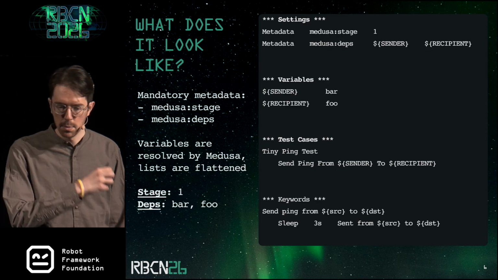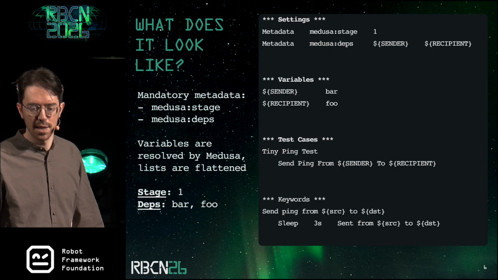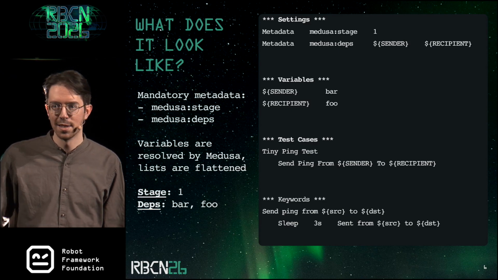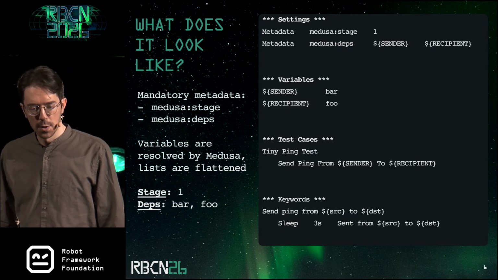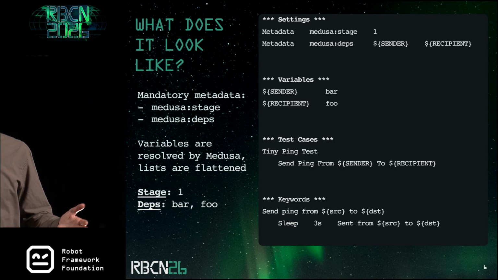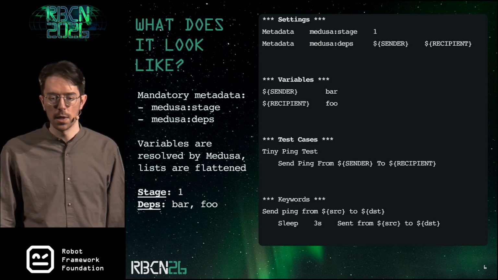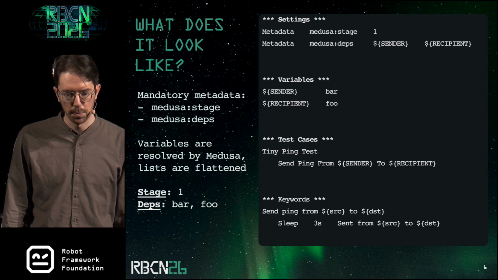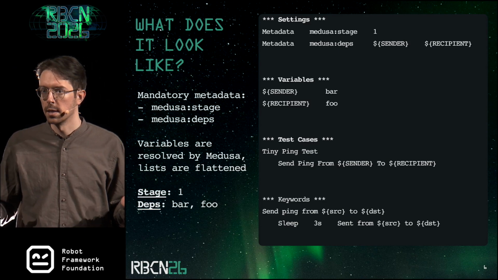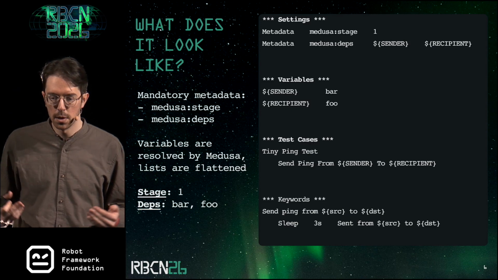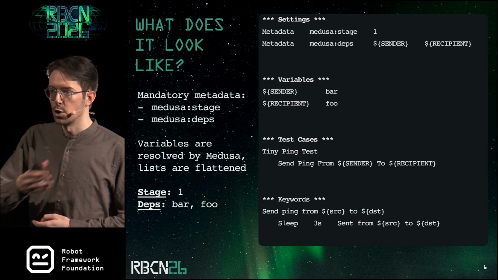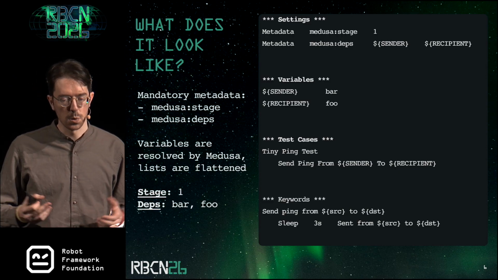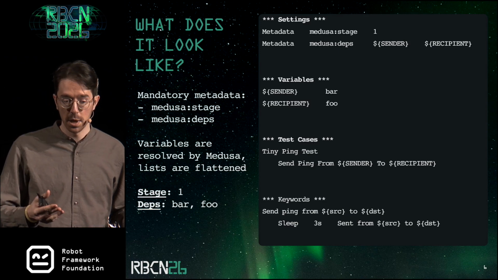So here we have an example suite. You can kind of ignore the test case and the keywords, since it's just kind of sleep and log what happened. So what you can see at the top is we have the two mandatory types of metadata. We have a stage 1 in this case. We have two dependencies, which are the variables sender and recipient. So as you might guess from this, Medusa resolves variables in the dependencies, or generally in the metadata that it supports. And so this will be expanded to a suite in stage 1 with the dependencies bar and foo.